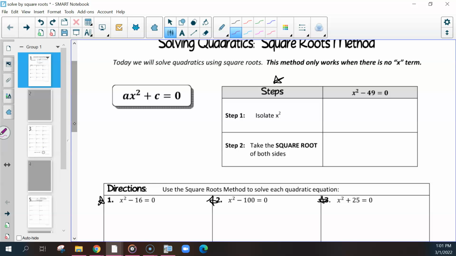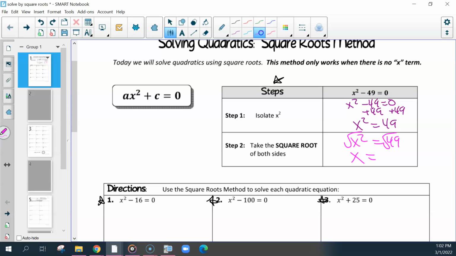So with this, we're going to isolate the x squared. If I'm trying to get x squared by itself, what would I do? Okay. Plus 49 to both sides. Add 49 to both sides. We have x squared equals 49. Our next step is going to be take the square root of both sides. So part of this is like when we were doing difference of squares. What times what would give us x squared? X.